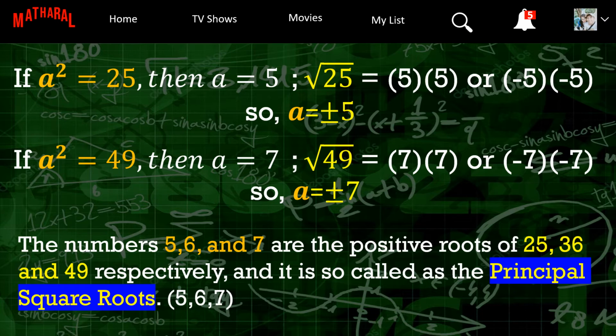So, if you still remember the answer for the square root of 36, that is 6, and negative 6. It says here that the numbers 5, 6, and 7 are the positive roots of 25, 36, and 49, respectively. And it's so called the principal roots. Okay, whenever we hear principal roots, it talks about the positive roots of a number.